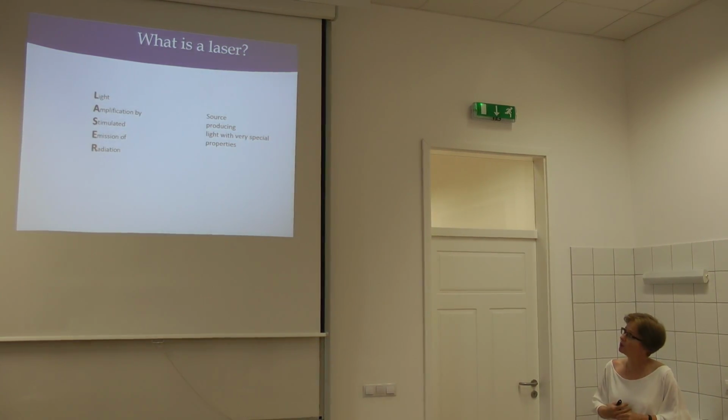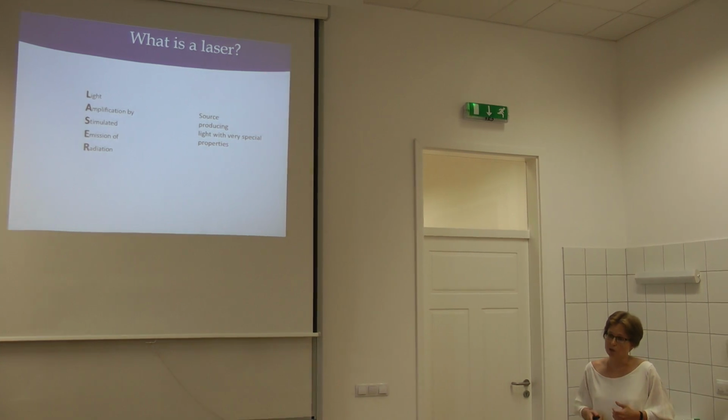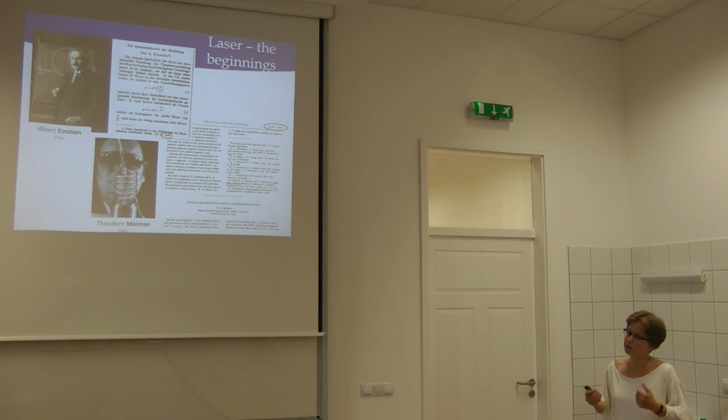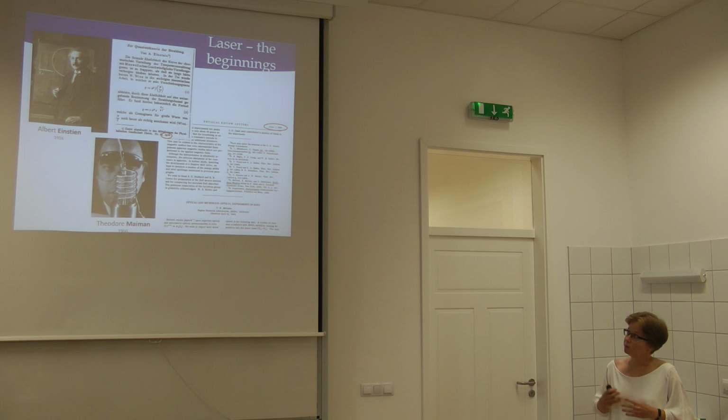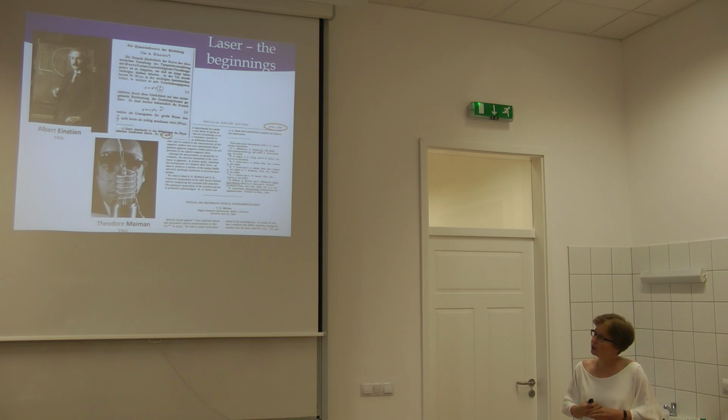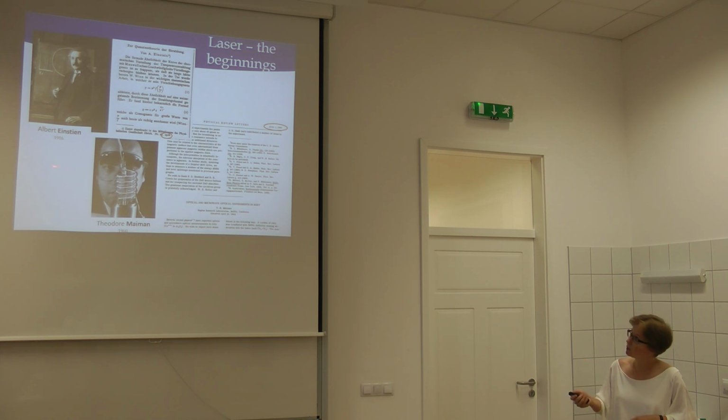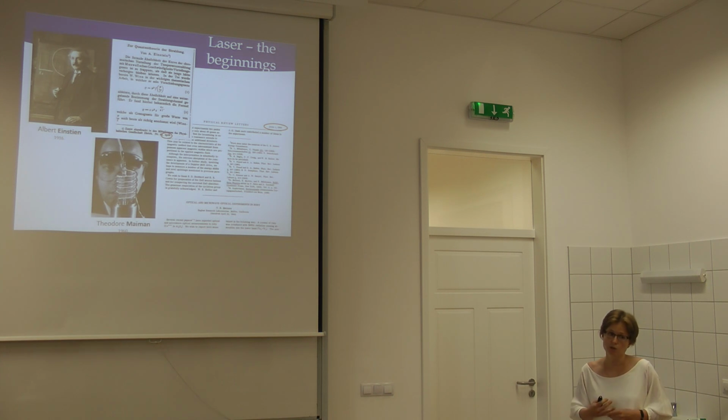What is special about lasers? How do they come about? How can we produce these special properties for the lasers? And what can they be used for? So where did the story of laser begin? Well, it began quite some time ago. In 1916, Albert Einstein put down the equations that showed that it is possible to produce light with these very special properties. He founded the theory for producing the lasers.